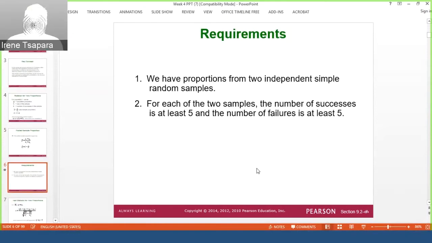There are some requirements, though, in order to be sure that we are able to run the test. The requirements are specific in order to be sure that we are able to actually draw the pooled sample proportion. First of all, the samples come from simple random samples. That is a regular requirement, we always require that. The other is that the number of successes is at least 5, and the number of failures is also at least 5.